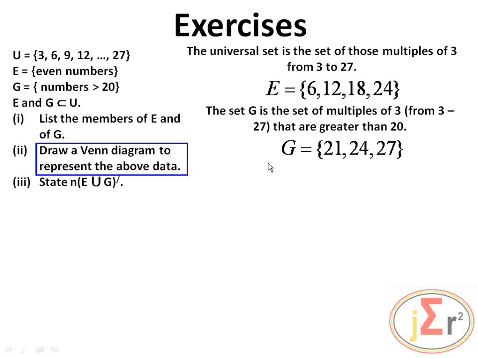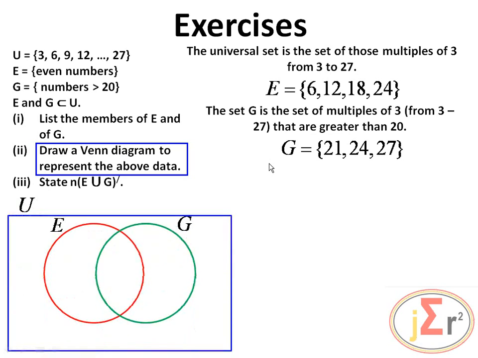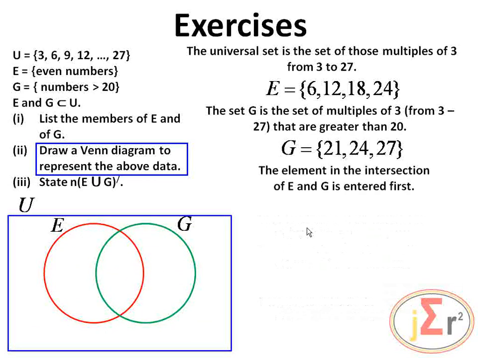Draw a Venn diagram to represent the above data. So we are going to draw our Venn diagram. U is the universal set. The set of even numbers in that set is E. And the set of numbers that are greater than 20 is represented by G. The element in the intersection of E and G is entered first. Is there an element that is in E and is also in G? That one is entered first, and that is 24.